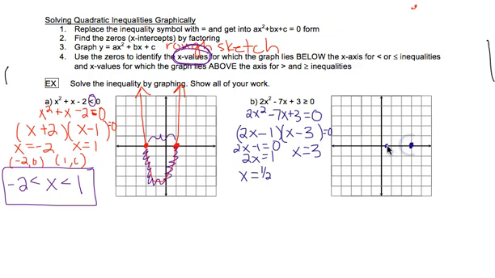Those are the only things that need to be exact. This one also opens up because it's a positive a value. So it looks something like this. Our symbol this time is a greater than or equal to. So when I'm doing the little squiggling, I need to identify what is at or above the axis. So at the axis would include these endpoints. Above would include this part of the graph and this part of the graph.